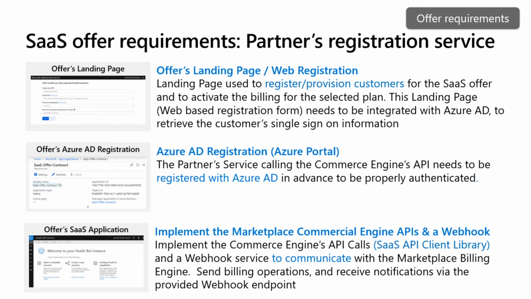So let's go over the requirements one more time. We need a landing page, which we talked about before. We talked about a registration, so you need to create that registration of the landing page in the Azure portal in the Active Directory section. And then you will need to create the webhook and implement the Azure Marketplace API, so you can talk to the billing engine, and we can use that to start charging the customers who are interested in your solution.